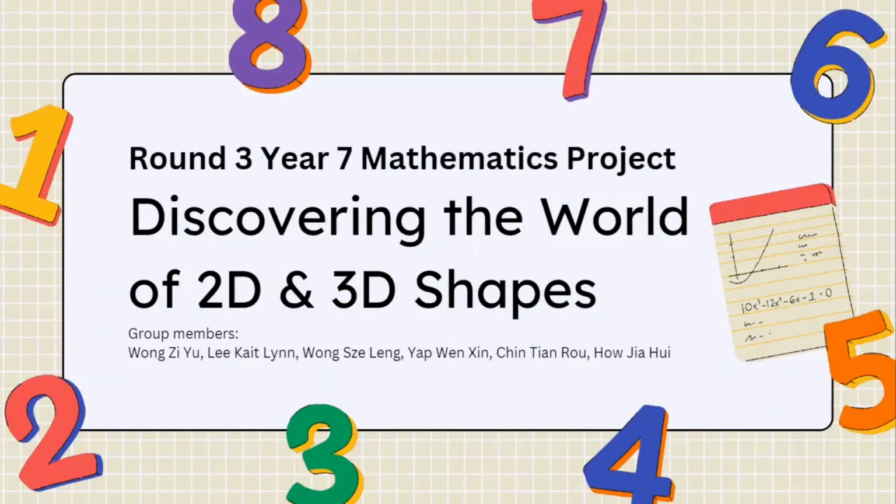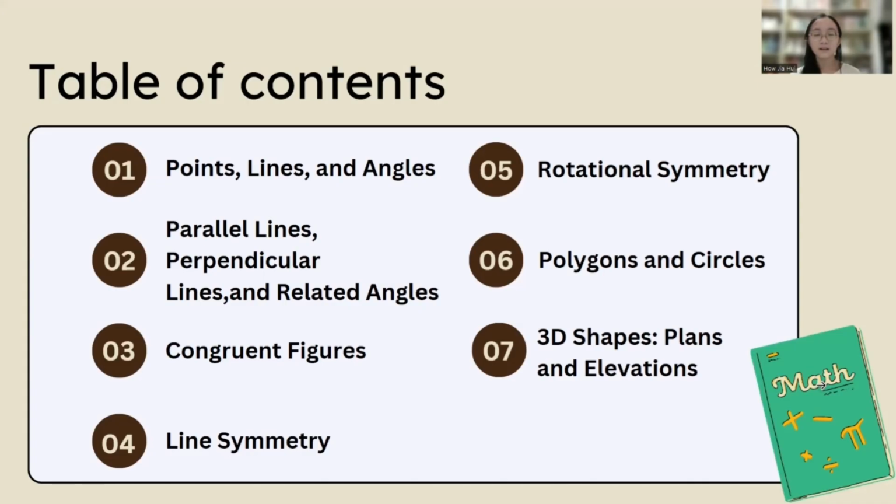Hi, and today we will be presenting about round 3 year 7 mathematics project: discovering the role of 2D and 3D shapes. I'm Jia Hui. Today we're going to talk about points, lines, and angles, parallel lines, perpendicular lines, and related angles, congruent figures, line symmetry, rotational symmetry, polygons and circles, 3D shapes, plans, and elevations.